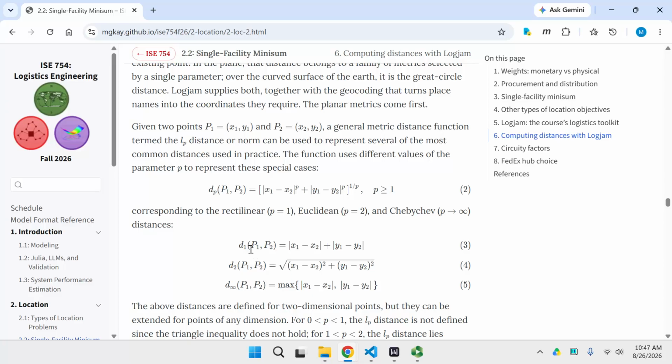The three most common ones: one corresponds to rectilinear distance, and the reason for the one is it's the parameter p in equation 2. So when p is equal to 1, then you get equation 3. When p is equal to 2, you get equation 4. And then if p goes to infinity, you end up with equation 5.